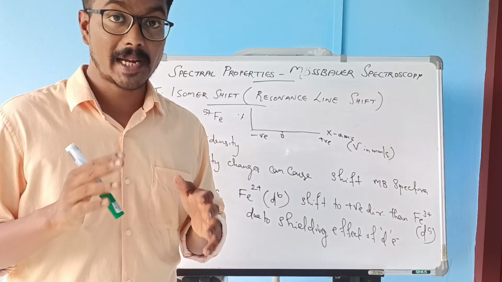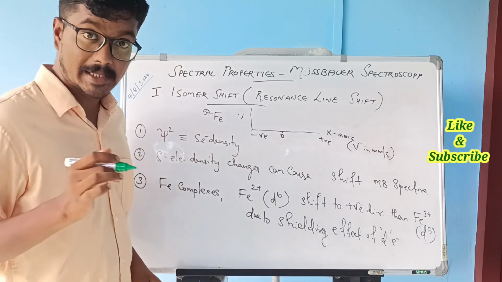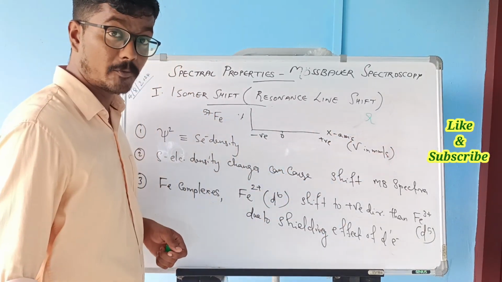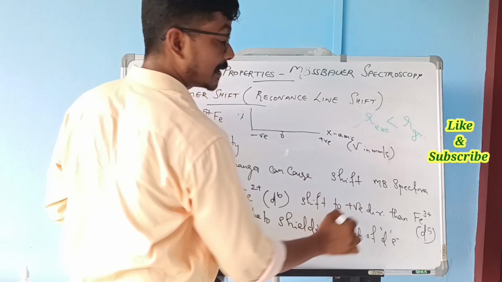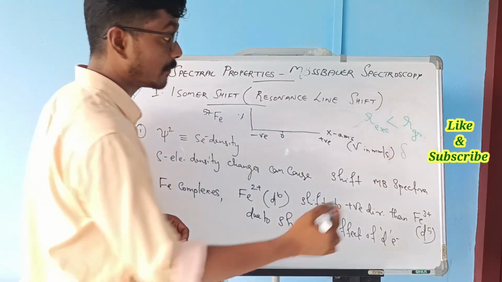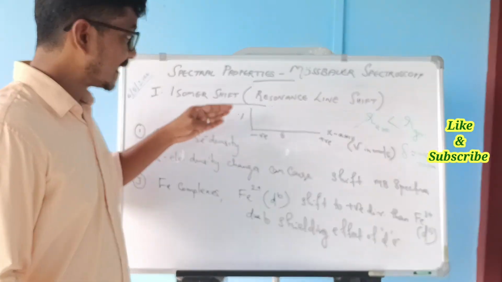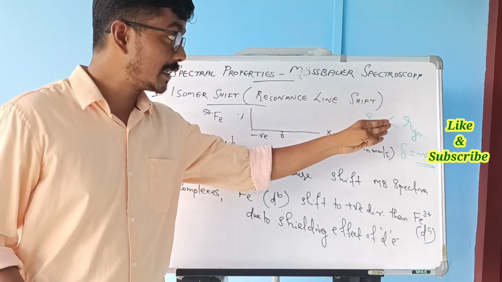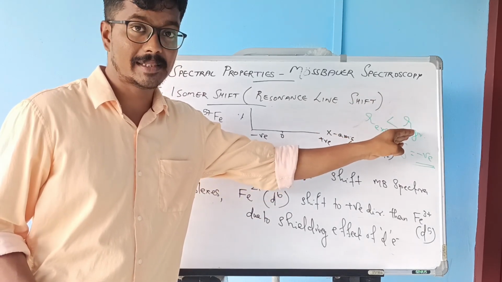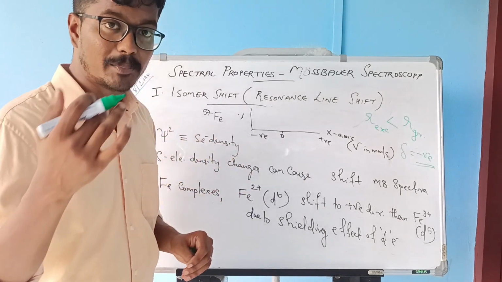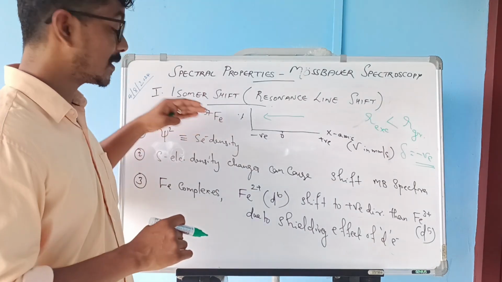Some important points on the iron 57 Mössbauer spectrometer. We have already learned that the radius of the nucleus at the excited state is less than the radius of the nucleus at the ground state. As a result, the delta value, that is the isomer shift, will be a negative value. So when the s electron density is higher, the delta value is also higher. But due to this difference in the excited radius and the ground state radius, the value will become negative, and the isomer shift moves more towards the negative direction.